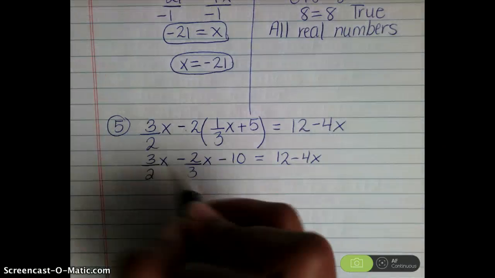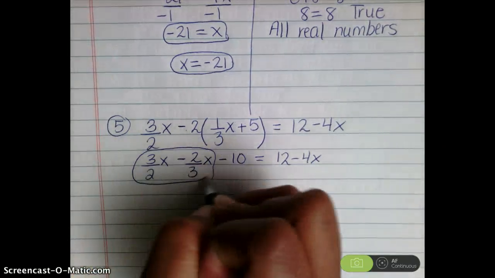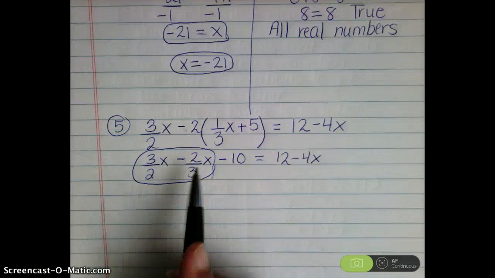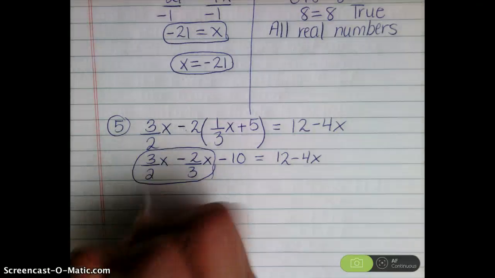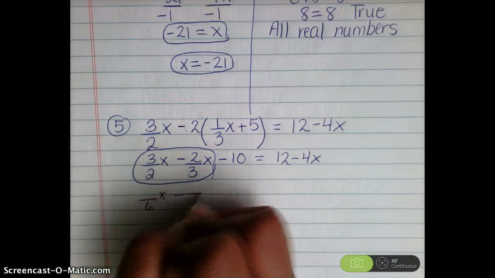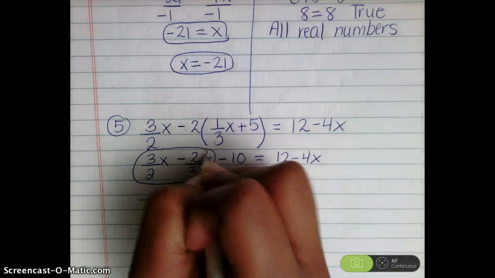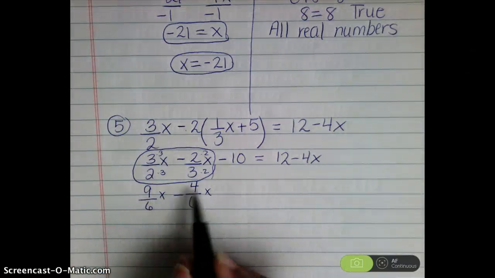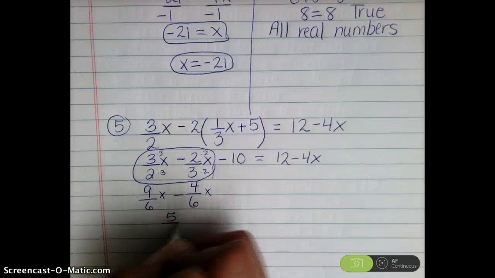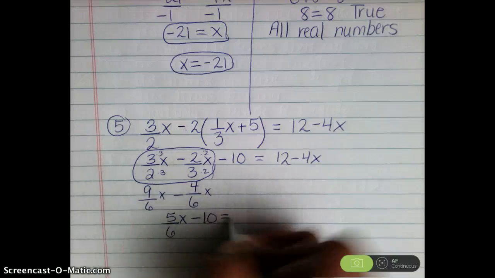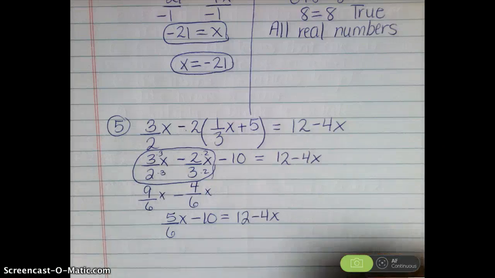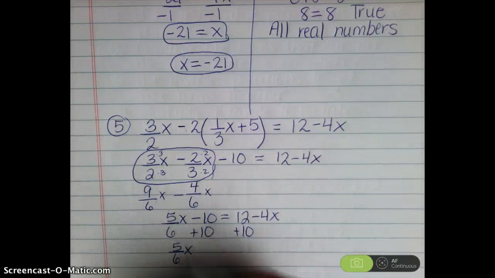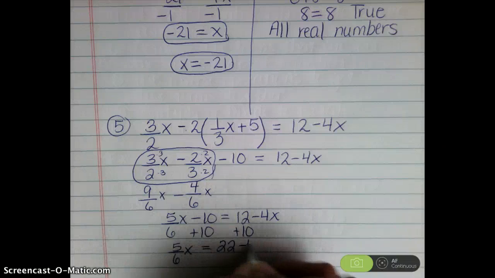Now we want to combine like terms that are on the same side. These are your like terms. Now if you purchased a calculator, which I strongly recommend, you can just type these fractions in the calculator. If you don't have a calculator, then in order to add fractions, we have to have a common denominator. So you multiply by 2, that's 4, times 3 times 3, and that's 9. So we have 9 over 6x minus 4 over 6x, which is going to give me 5 over 6x. Subtract 10 equals 12 minus 4x. I'm going to add 10 to both sides, and that gives me 5 over 6x equals 22 minus 4x.